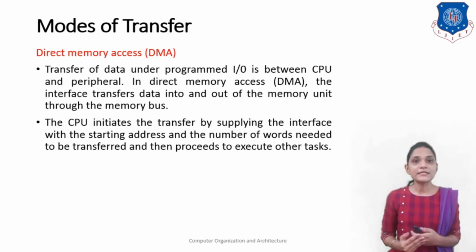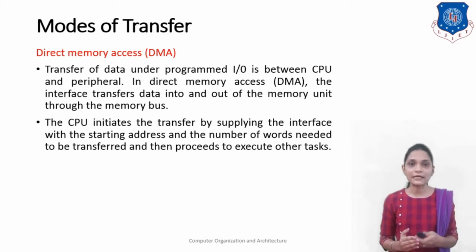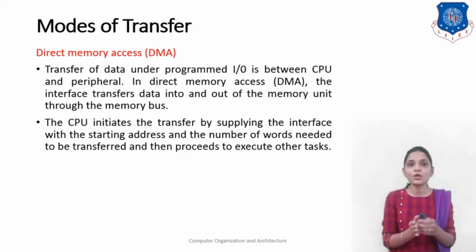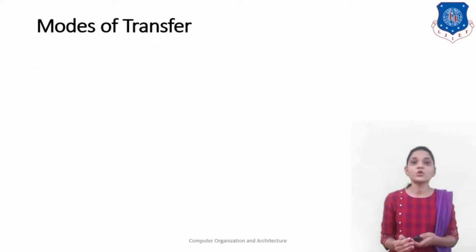The CPU initiates the transfer by supplying the interface with the start address and the number of words needed to be transferred, and then proceeds to execute the other task. So you don't require the CPU's work here for the transfer operation. When the transfer is made, DMA requests the memory cycle through the memory buses. So only your memory cycles are used.